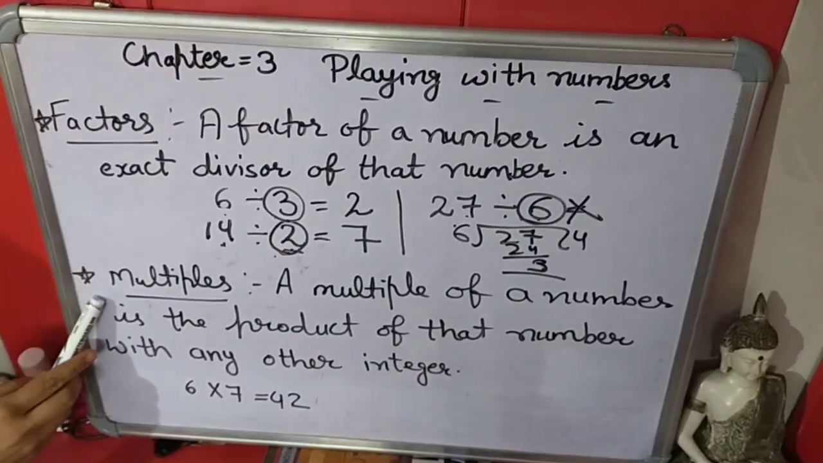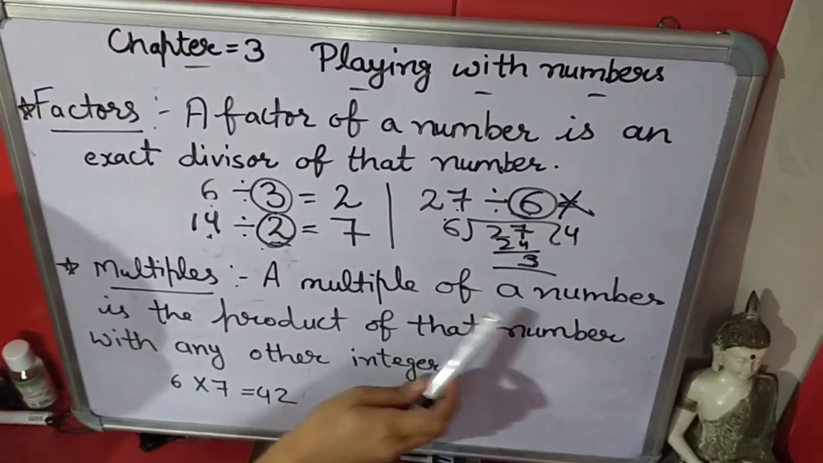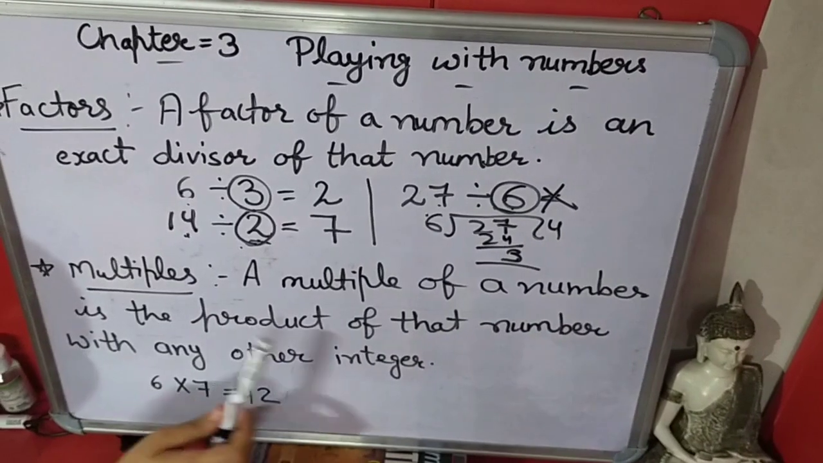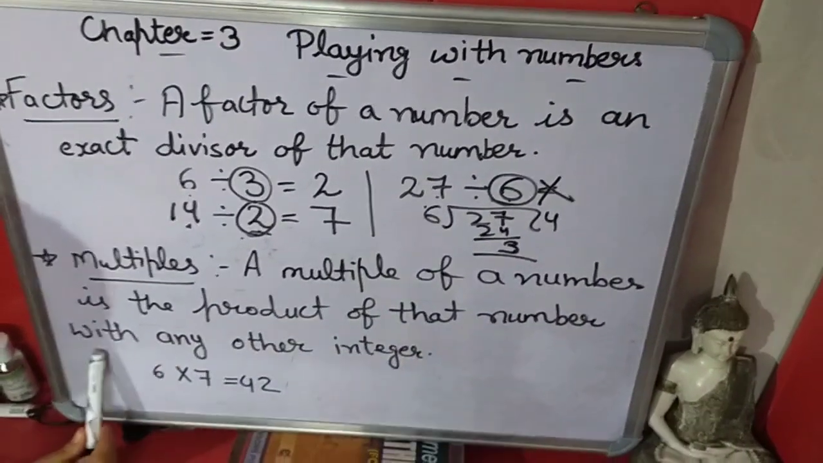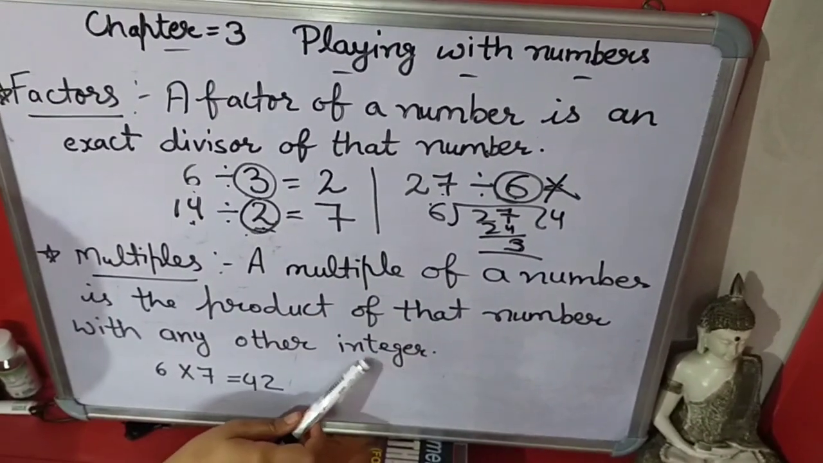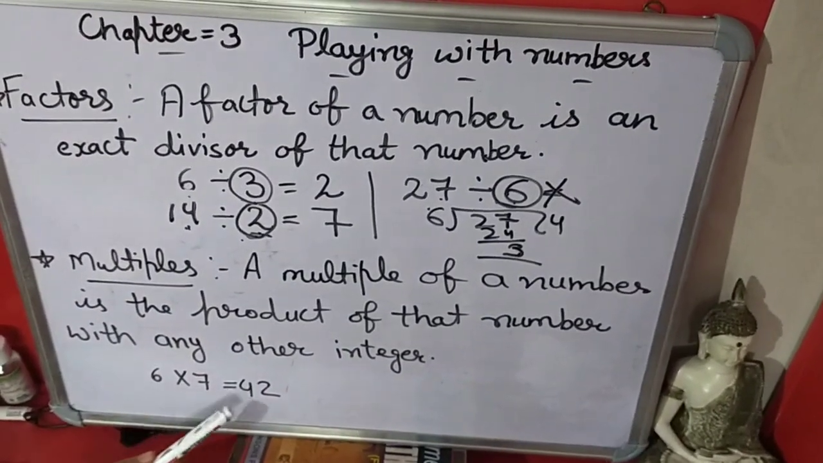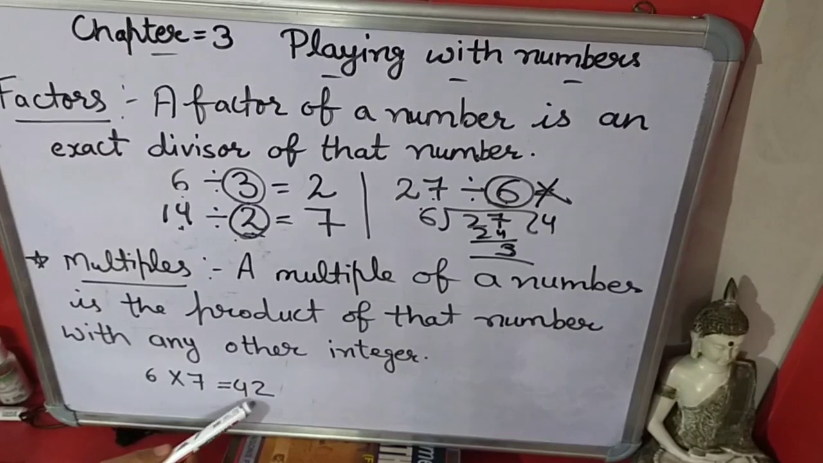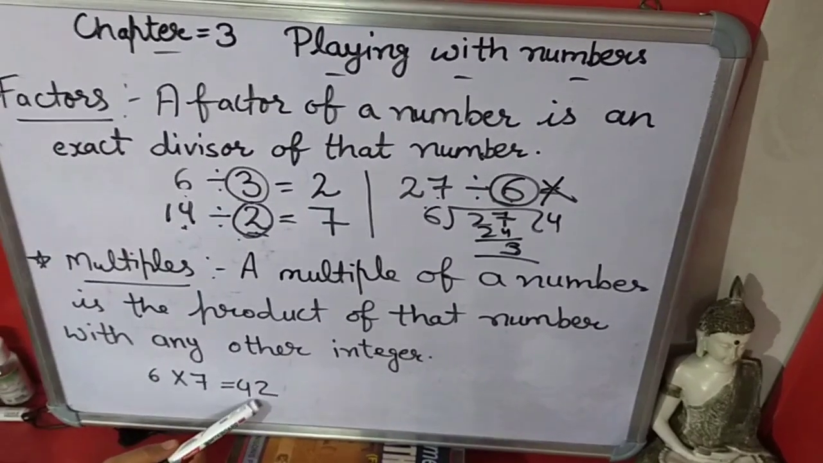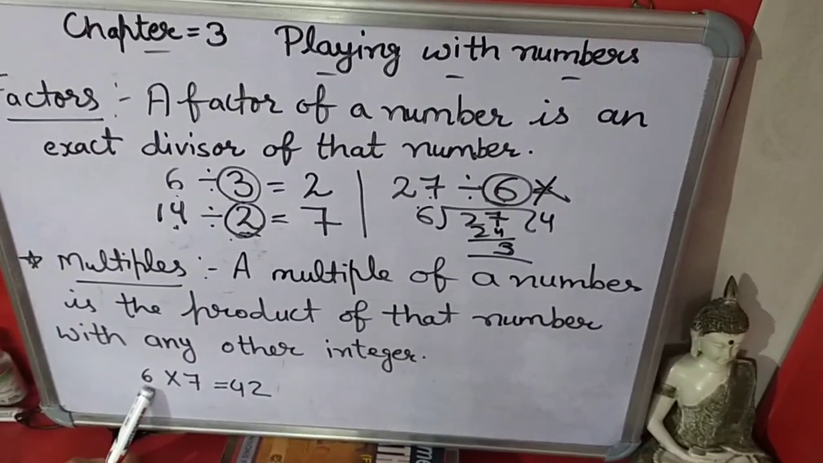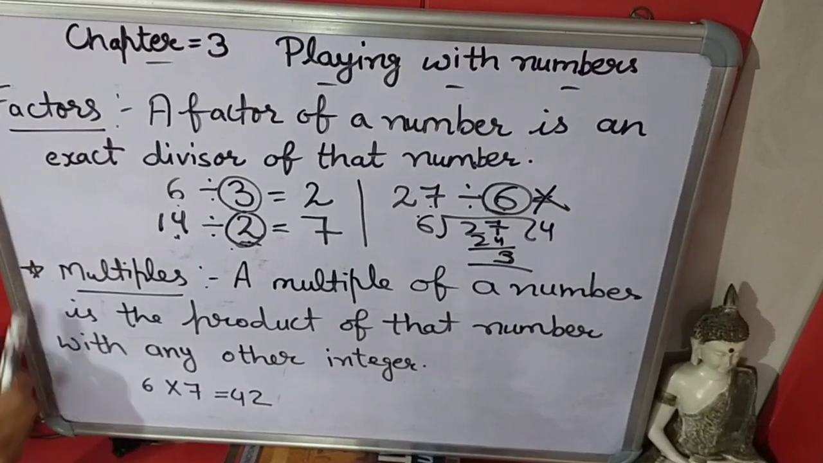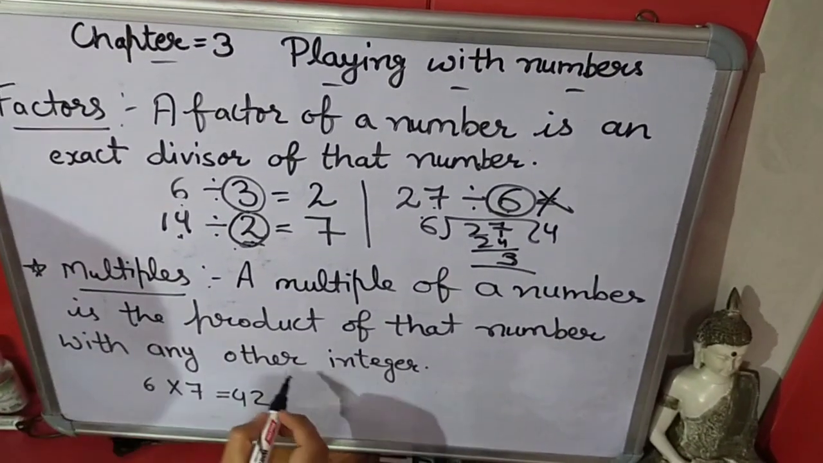Now next is multiples. A multiple of a number is the product of that number with any other integer. If we multiply any two integers, then the product is a multiple. So 42 is a multiple of 6. That is a multiple.